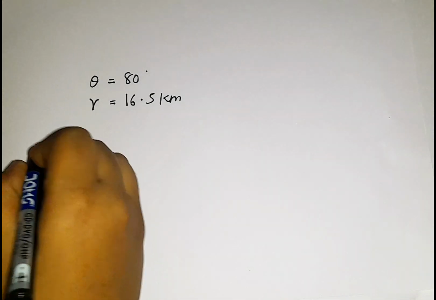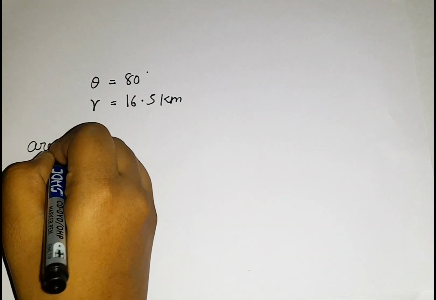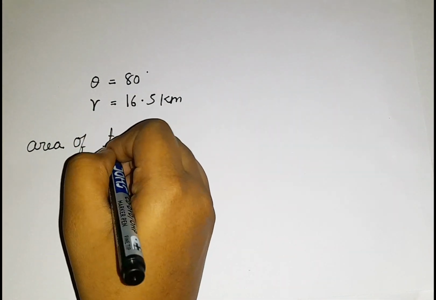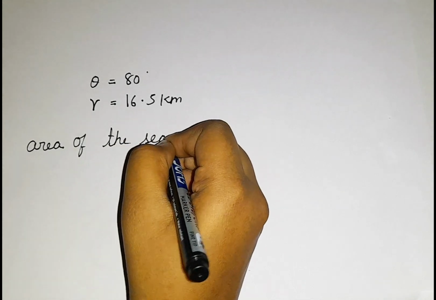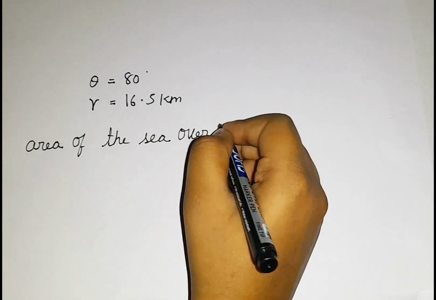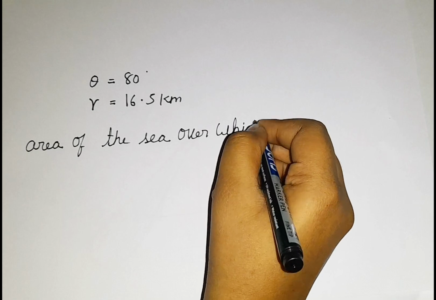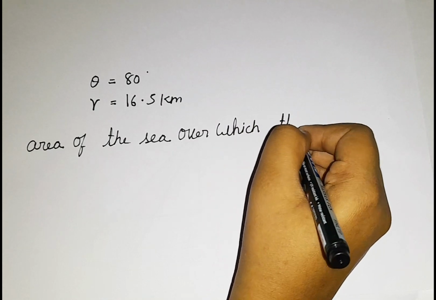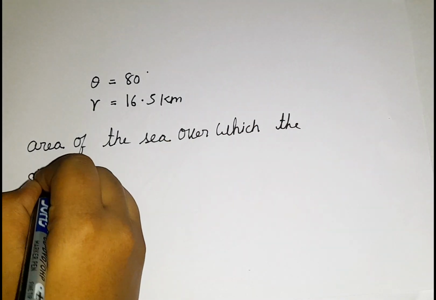So now we are supposed to find the area of the sea over which the ships are warned.